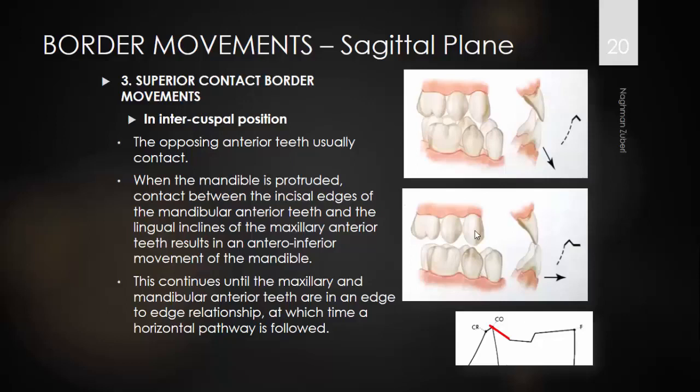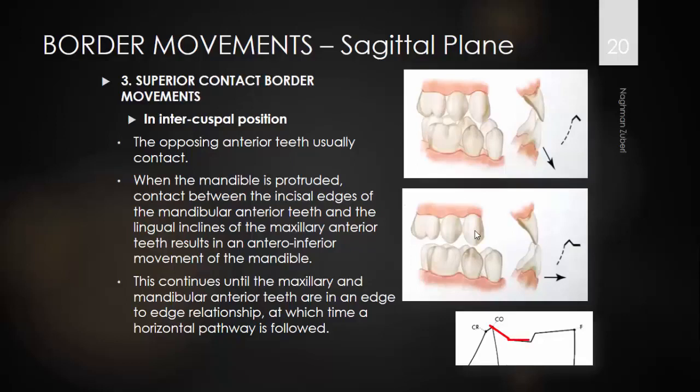Now, superior contact border movement. In intercuspal position, the opposing anterior teeth usually contact. When the mandible is protruded, contact between the incisal edges of the mandibular anterior teeth and the lingual inclines of the maxillary anterior teeth results in an antero-inferior movement of the mandible. This continues until the maxillary and mandibular anterior teeth are in an edge-to-edge relationship, at which time a horizontal pathway is followed, like this.